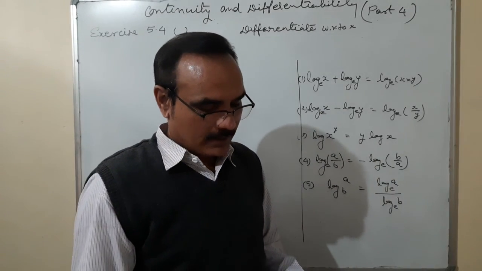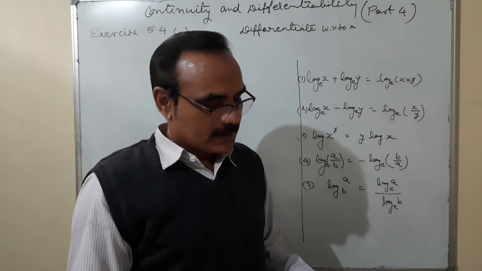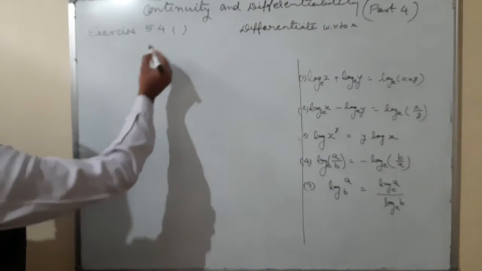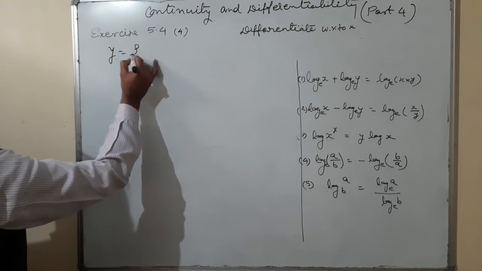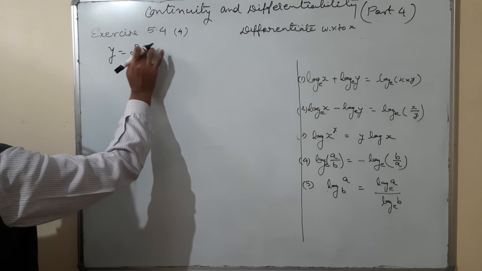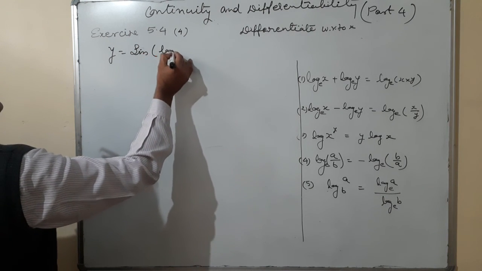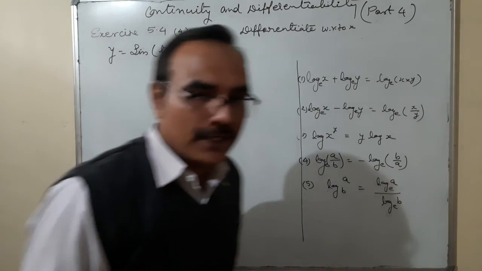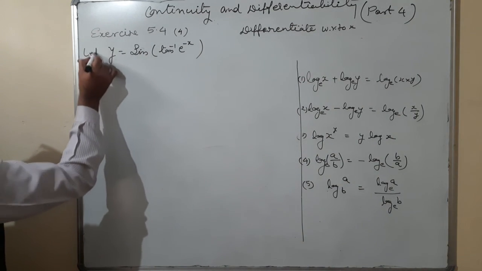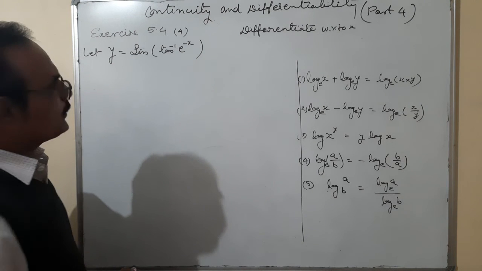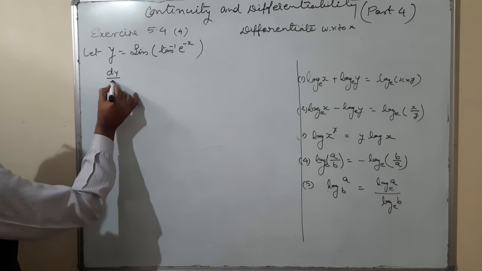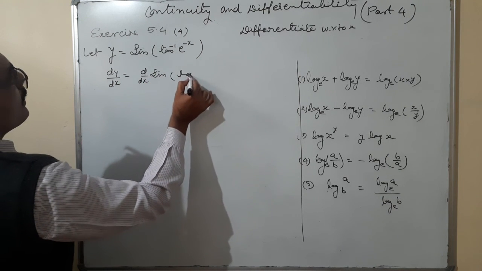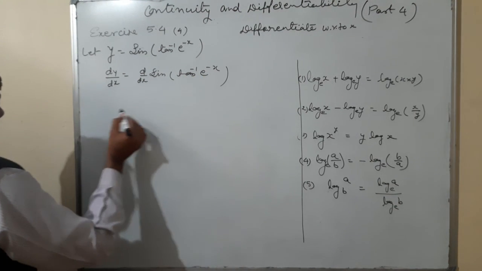After this question, I want to take question number 4: sin tan inverse e to the power minus x. Let y is equal to sin tan inverse e to the power minus x. Differentiate with respect to x. dy by dx is equal to d by dx of sin tan inverse e to the power minus x.